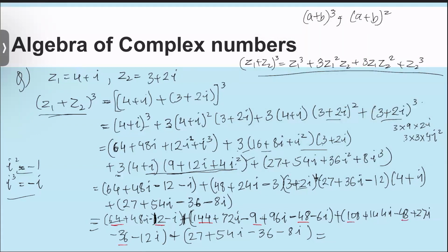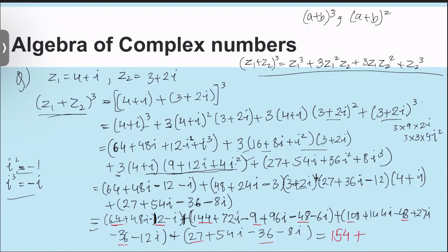38 minus 36, 27, and minus 36. Okay, so plus 144 minus 9, minus 48, plus 108, minus 48 and minus 36 plus 27 minus 36. Okay, so you get 154 as we had got before.